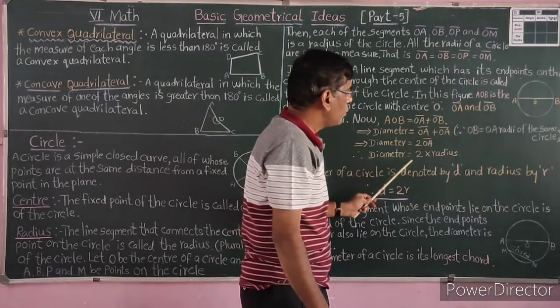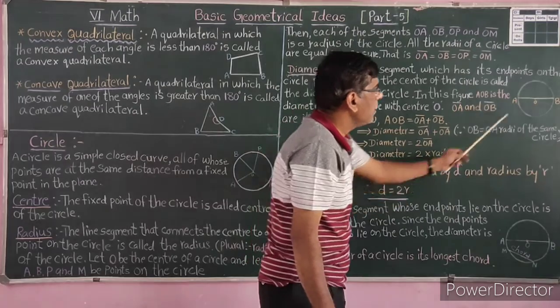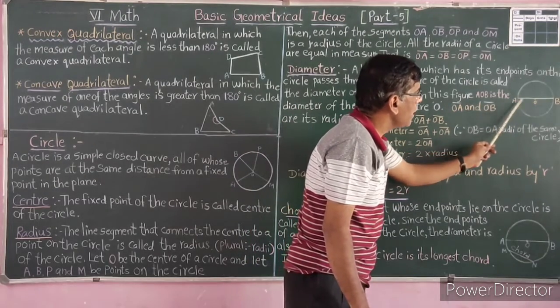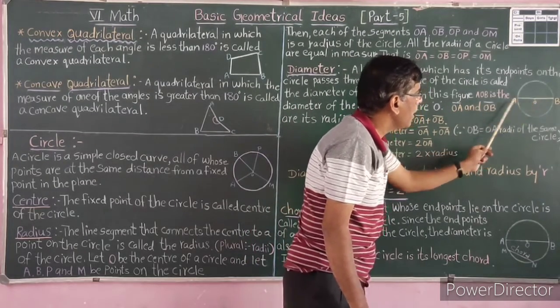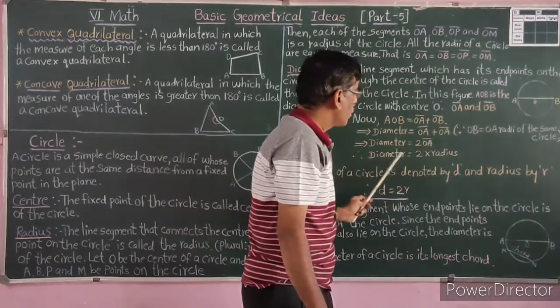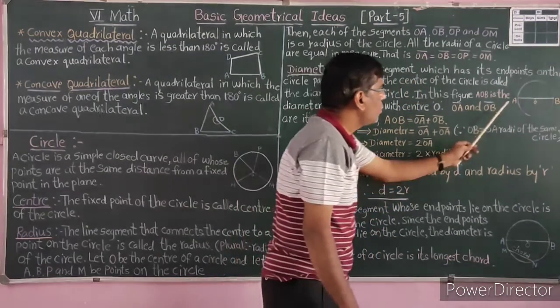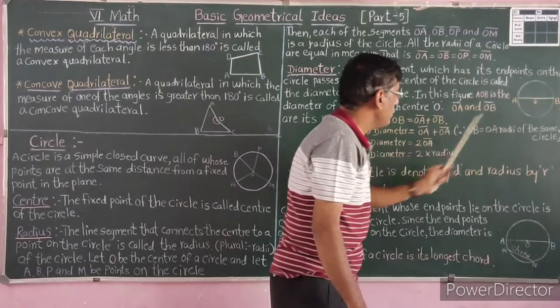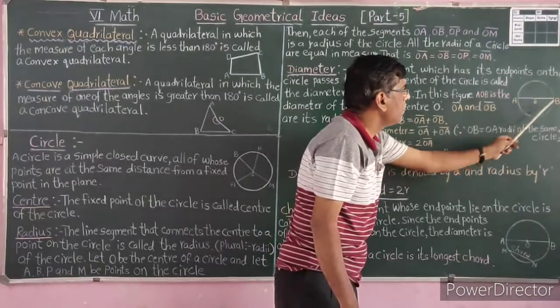Therefore, diameter is equal to 2 into radius. Here, OA is radius and OB is radius. Therefore, diameter is equal to 2 into radius. 2 times the radius is equal to the diameter.